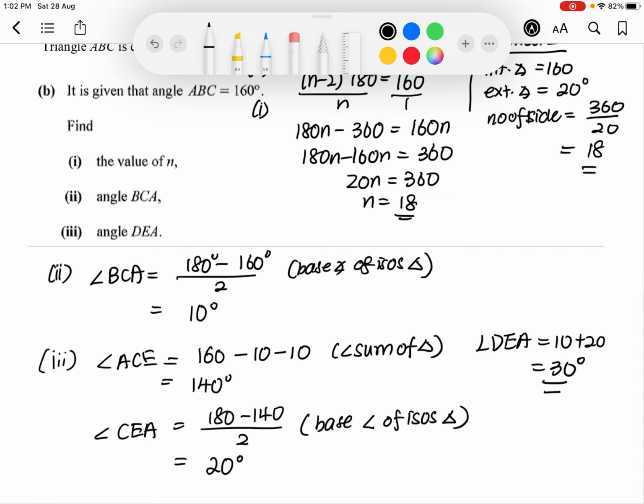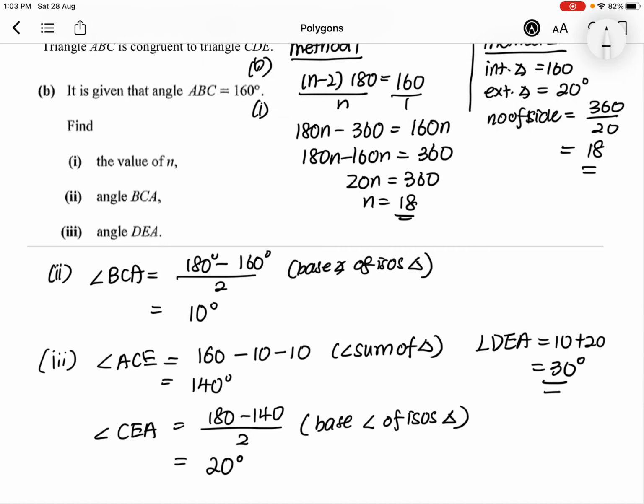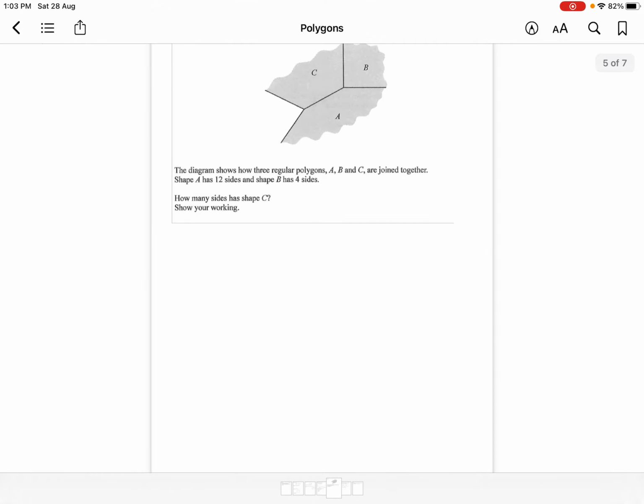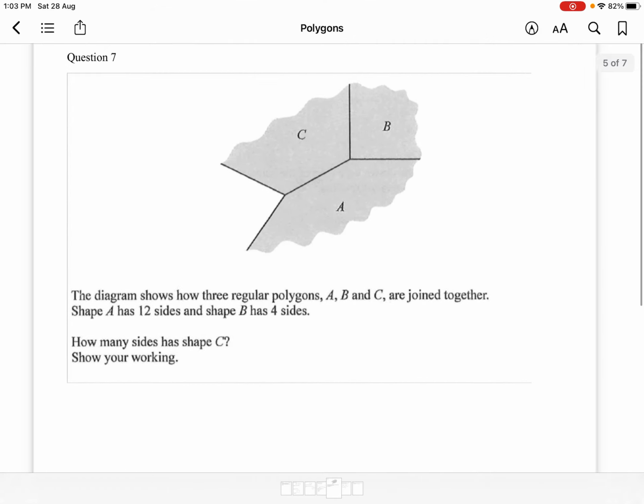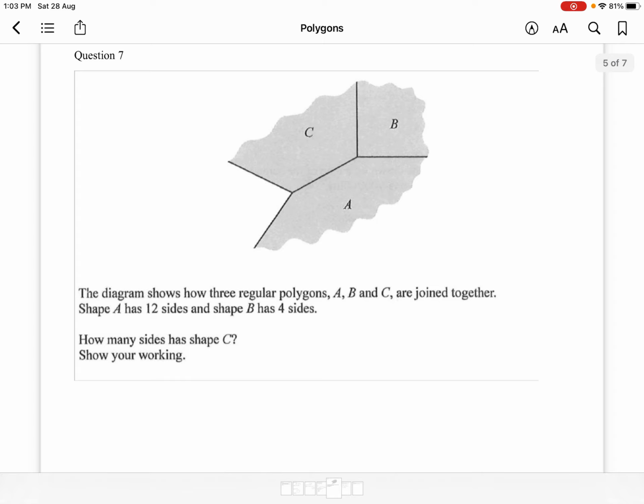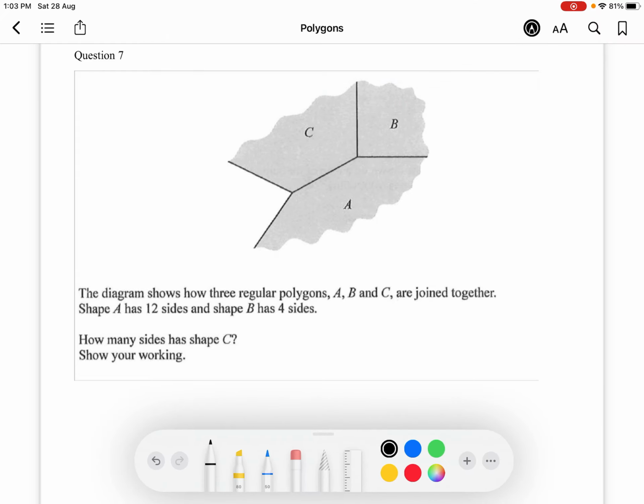Have you gotten the answer? Alright. Let's continue to the last few questions. Now, what happens if I have a question over here? This diagram here is made up of 3 regular polygons. Okay, it's given to be 3 regular polygons, meaning all the angles are the same.